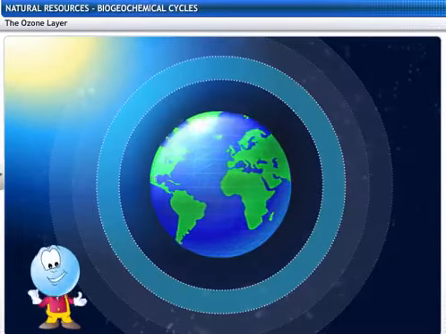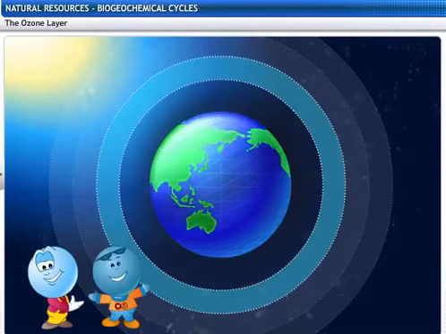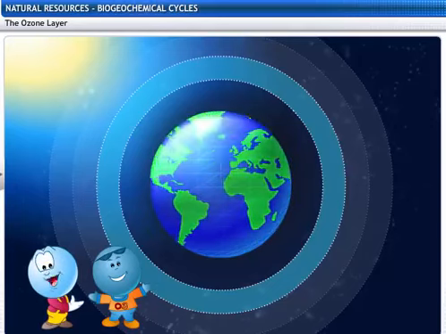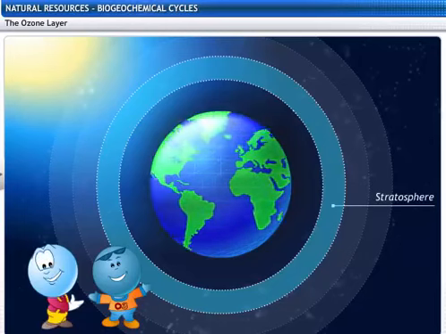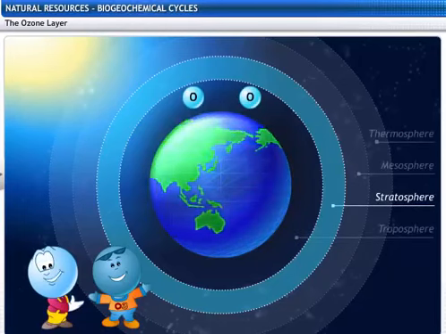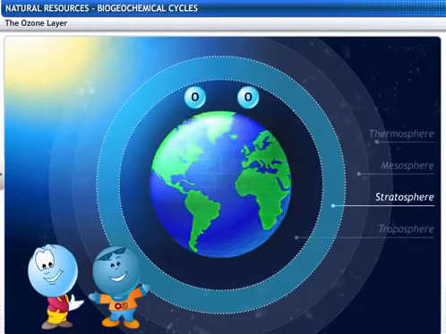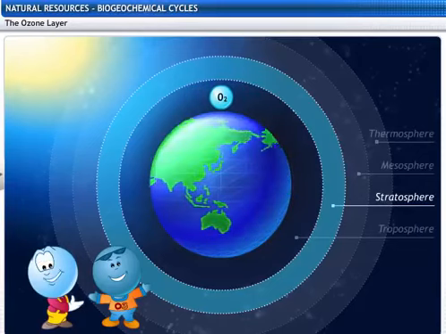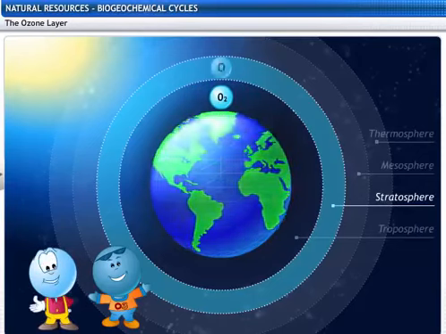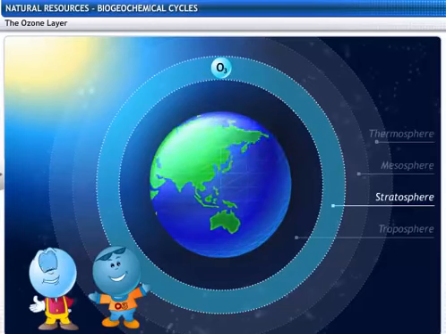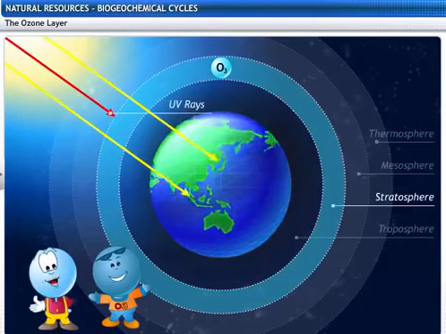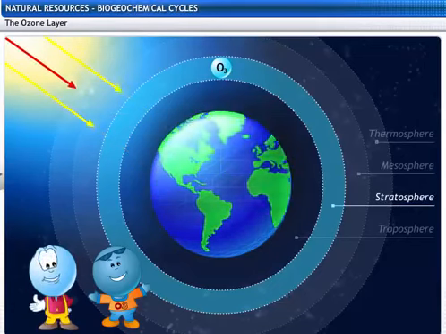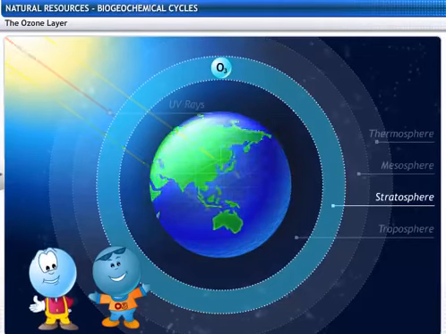Hi, buddy. Meet my good friend ozone. He lives in the upper layer of the atmosphere, known as the stratosphere. Atmospheric oxygen contains 2 oxygen atoms, while the ozone has 3. The ozone absorbs harmful ultraviolet radiations from the sun. This prevents the radiations from reaching the Earth's surface, where they might damage life forms.